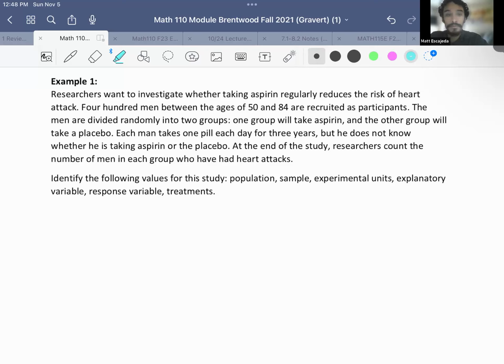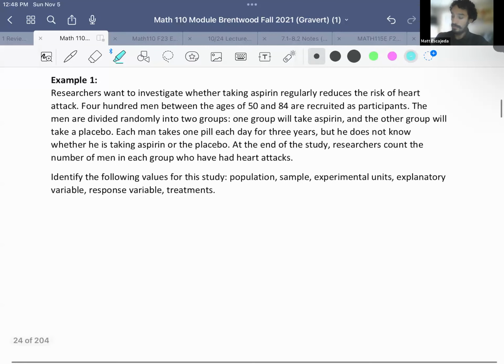The men are divided randomly into two groups. One group will take the aspirin and the other group takes a placebo. That could be like a sugar pill, like we were just saying. Each man takes one pill each day for 3 years, but he does not know whether he is taking an aspirin or the placebo. At the end of the study, researchers count the number of men in each group who have had heart attacks. The question is asking, identify the following values for the study: the population, sample, experimental units, explanatory variable, response variable, and treatments.